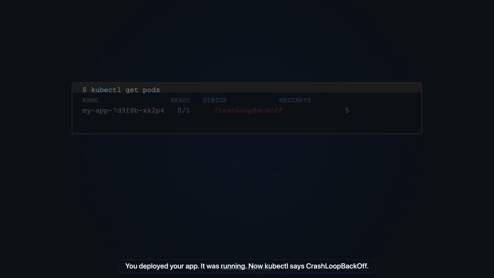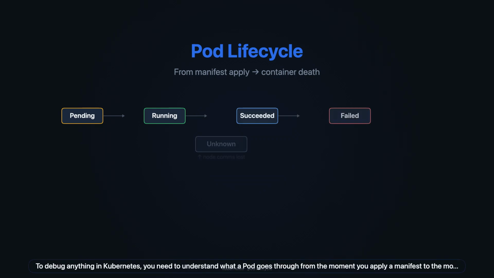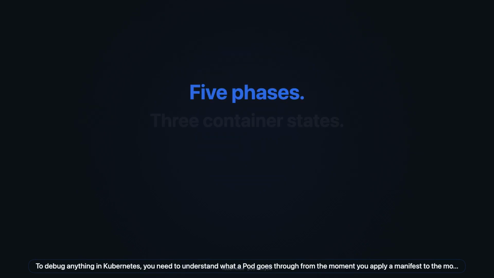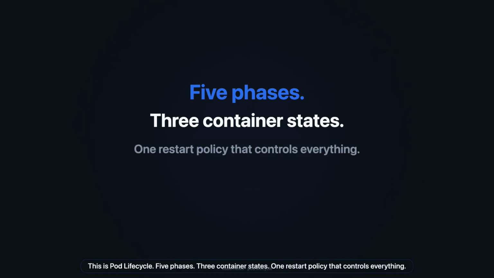You deployed your app, it was running, now kubectl says CrashLoopBackOff. What happened? To debug anything in Kubernetes, you need to understand what a pod goes through from the moment you apply a manifest to the moment it dies. This is pod lifecycle: 5 phases, 3 container states, 1 restart policy that controls everything. Let's go.